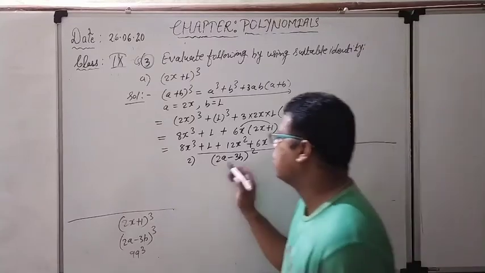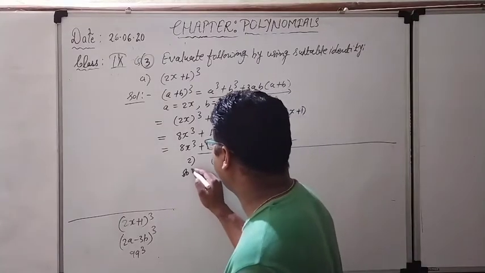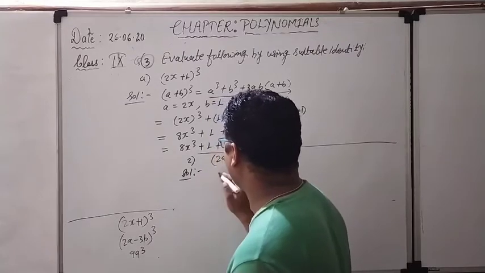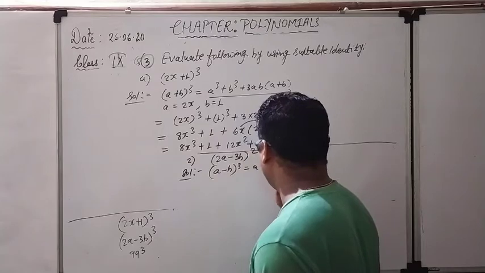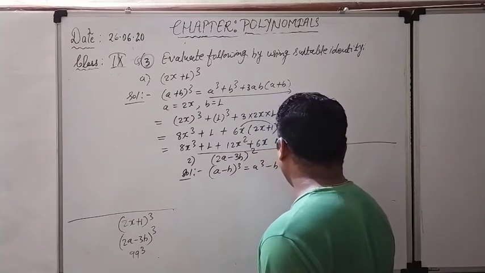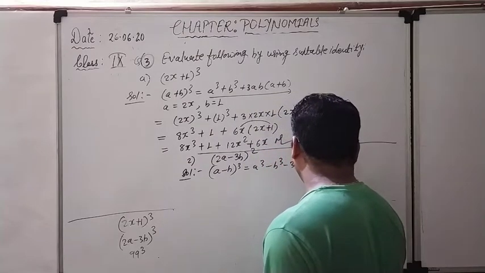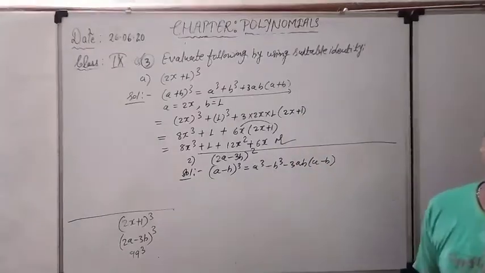Right now see the things. For this, what kind of formula will work here? You can see this is the negative formula. So (a minus b) whole cube will give you a cube minus b cube minus 3ab inside the bracket (a minus b). I think you have learned the formula.